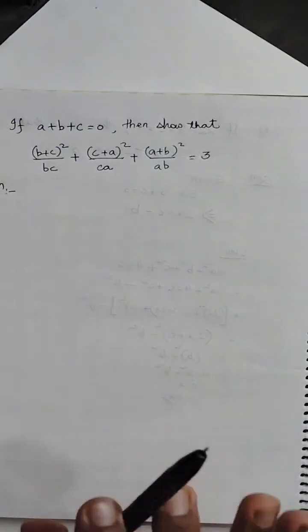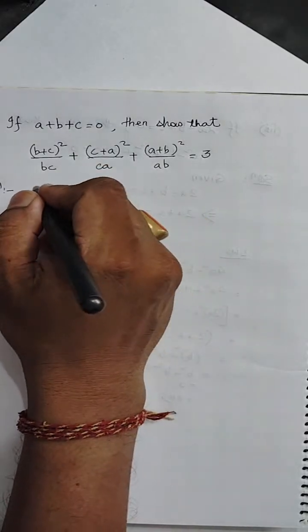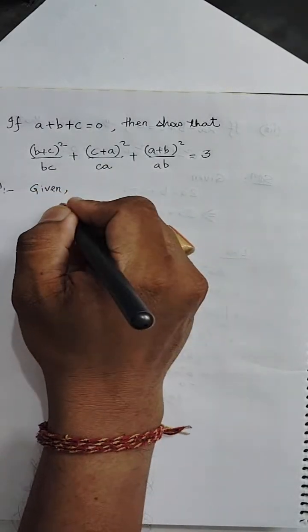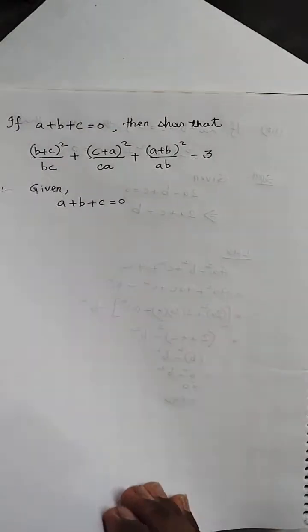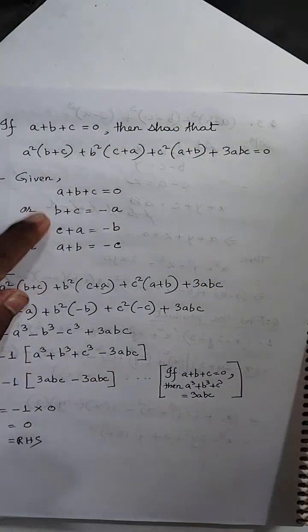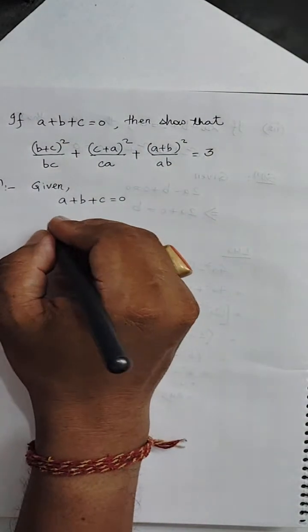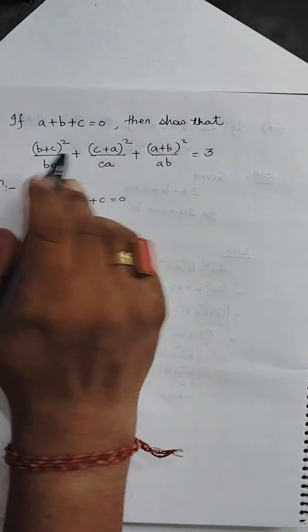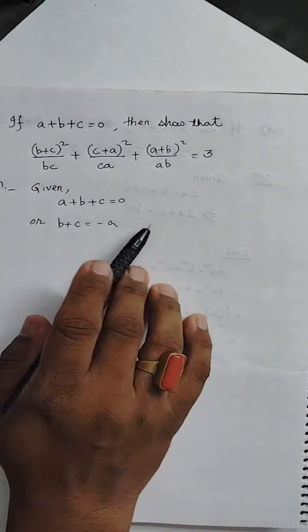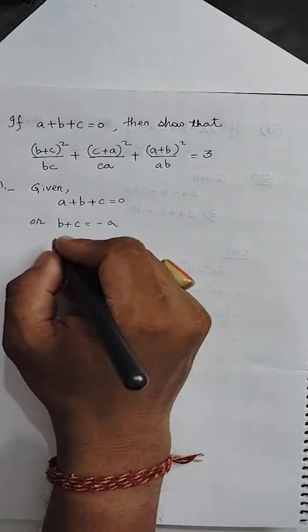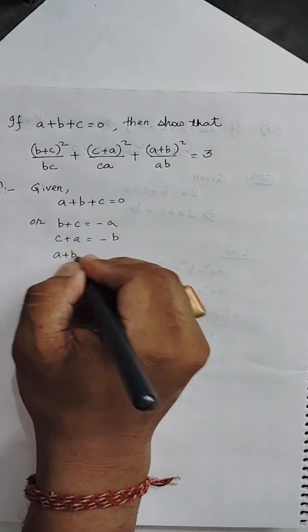So from the question it is very much clear. We need the values of b plus c, c plus a and a plus b. So we'll use the condition which has been given to us, given a plus b plus c equals to 0. So just like we did in question number 1. Okay, so we'll find out the values. So we will start with b plus c. So b plus c is equal to minus a, because we have to transpose the a to the RHS. So b plus c is minus a, c plus a will be equal to minus b, and a plus b will be equal to minus c.